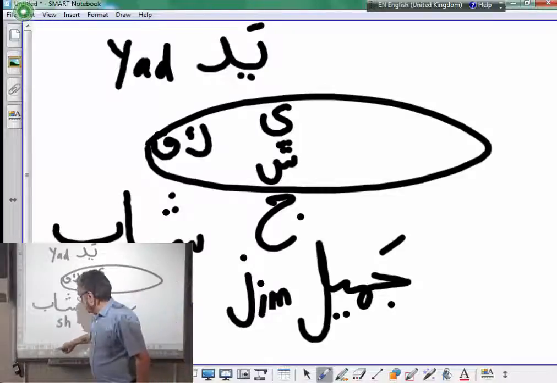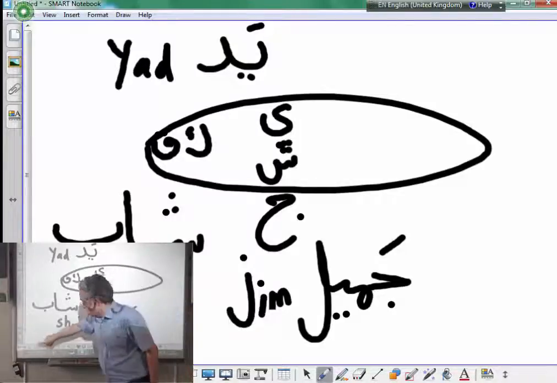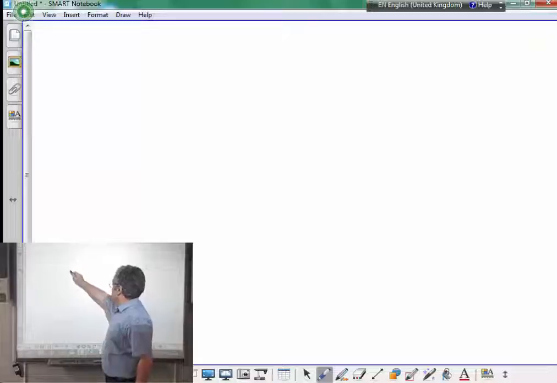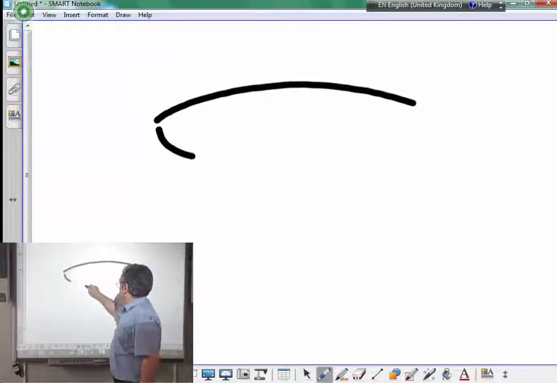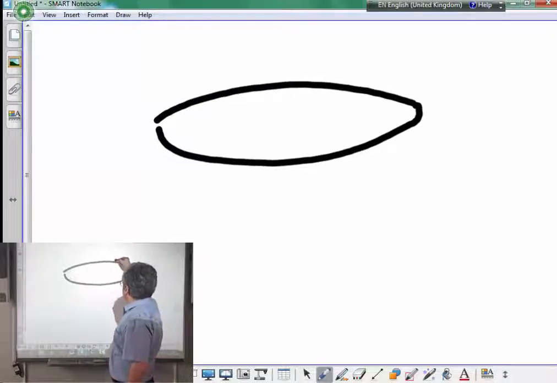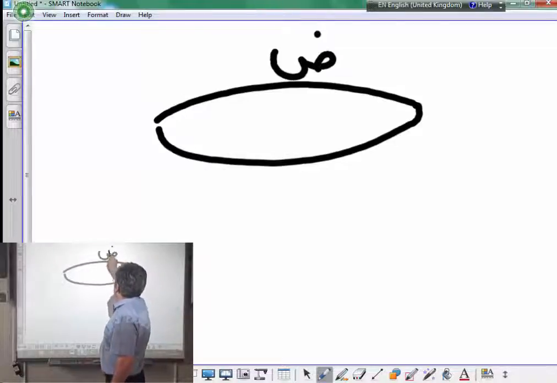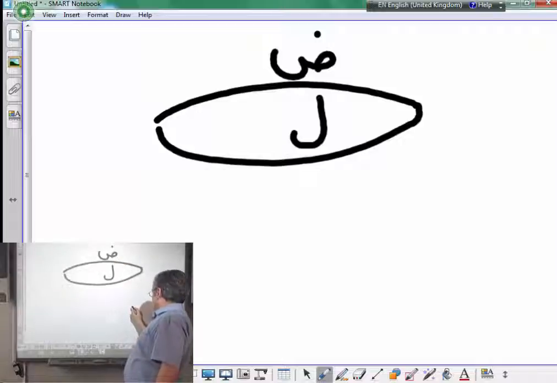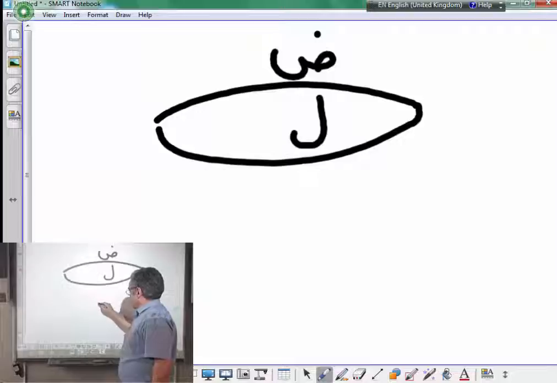Maybe we can look at the next group of letters. They are on the tongue. On the tongue, they have two. On the side, the back side here, we've got two letters, this one and the second one is this one.